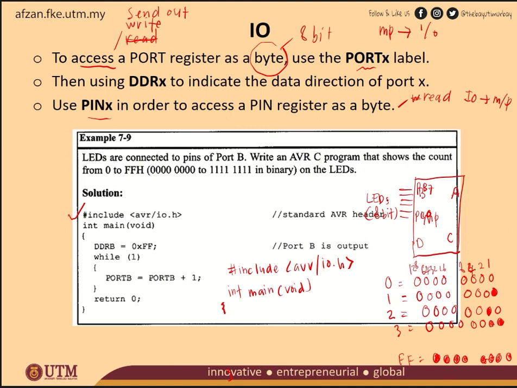First thing first, what are you going to do? If you look at this circuit diagram, you see that port B is connected to your LEDs. Since these are LEDs, they are outputs. So you need to initialize port B as your output. How to initialize port B as output? DDRB equal to 0xFF. This is your first line. You initialize your port B, so then your port B becomes an output port.